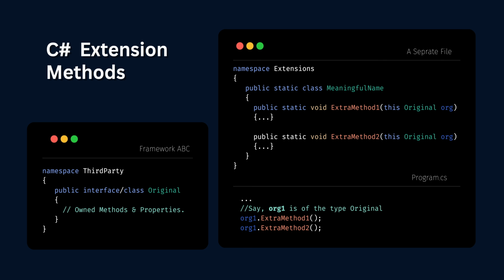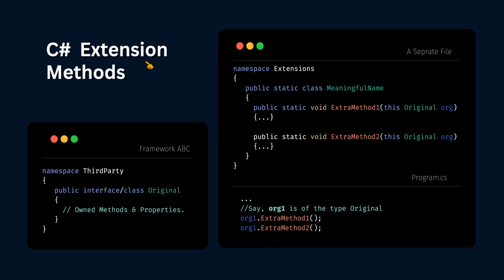Before getting into that, we should be familiar with the C# extension methods. Keep in mind that it's not static methods, the feature is called extension methods. Now consider this part as our Web API project. Into that we have added a necessary framework called ABC. Now suppose inside that we have an interface or class called Original. The implementation of this type Original is already done within the framework with its own methods and properties.